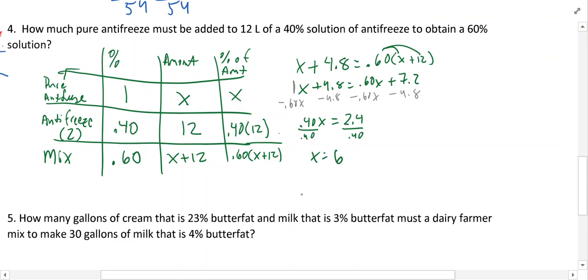So when they ask how much pure antifreeze must be added, since we're talking about liters here, you could say they must add 6 liters of pure antifreeze.